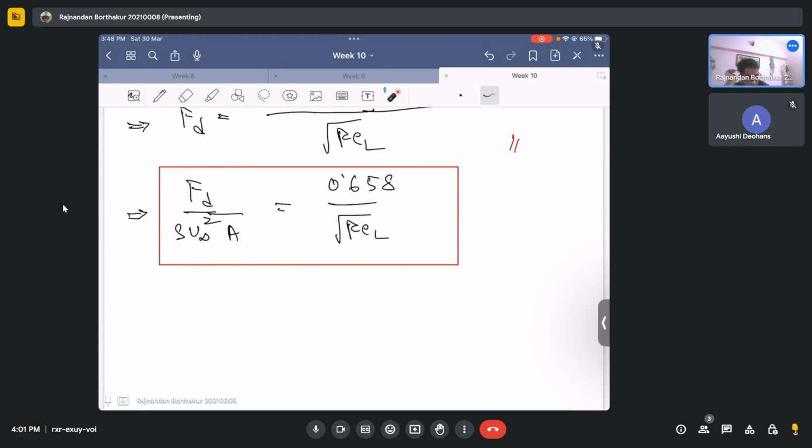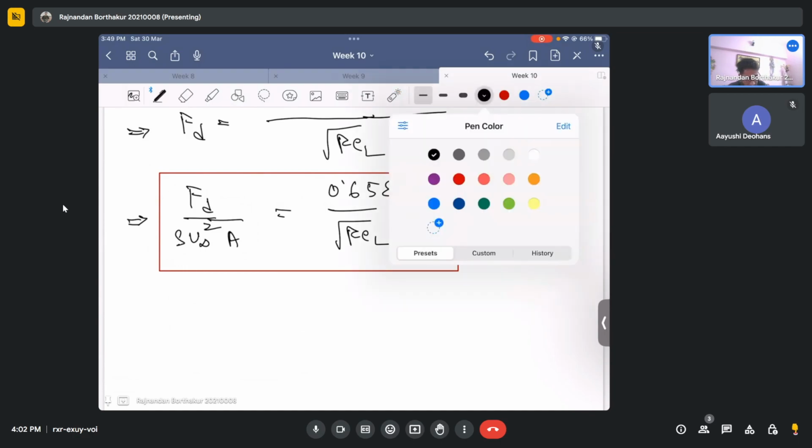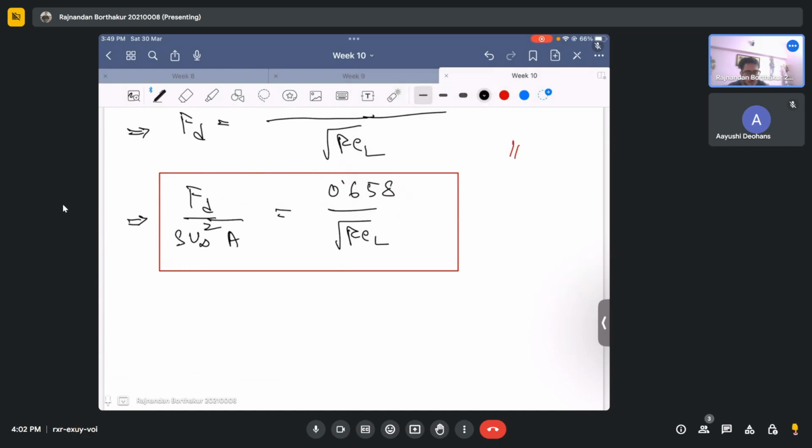Can you remember what this value was in the Blasius solution? It's 0.664 by root Re_L. Again, as you can see, this answer is very, very close to that of the Blasius solution. So repeatedly, from these exercises, you can be rest assured that the answers of the momentum integral always resemble very closely those of the Blasius solution. That's again the point I want to express here.